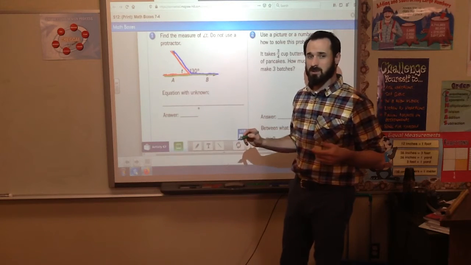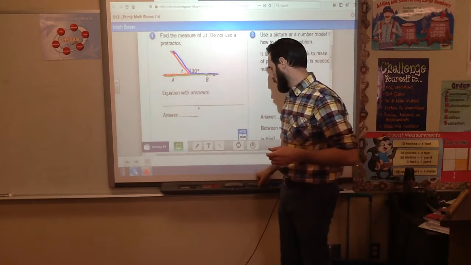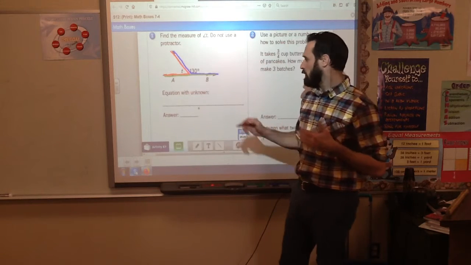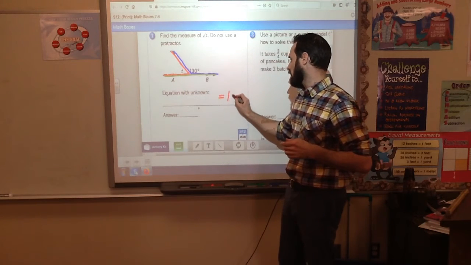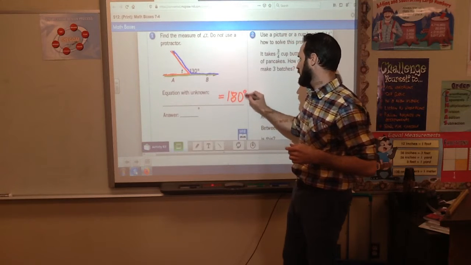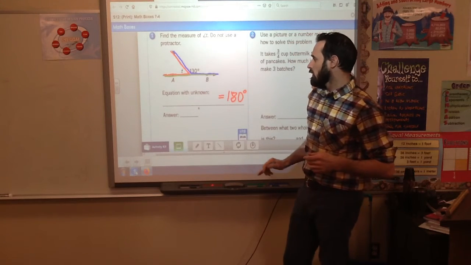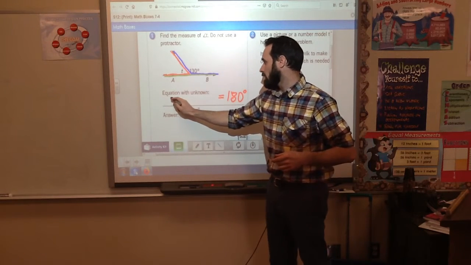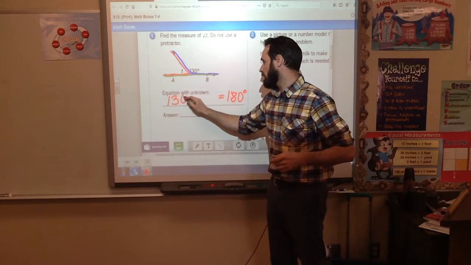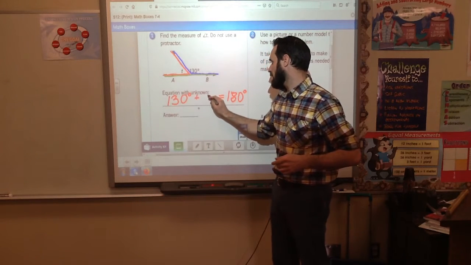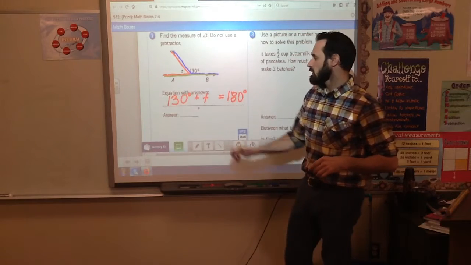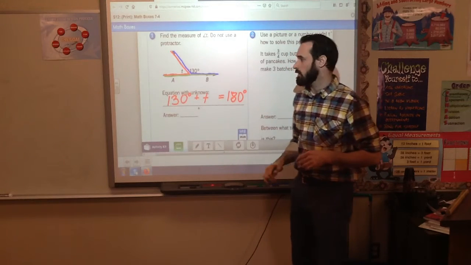There are a lot of different ways that you could write your number model with an unknown. But the way that I would have probably done it is, I know that a straight angle, both of those together equal 180 degrees. I know that one of the angles is 130 degrees, and then I'm adding the letter t to that. So 130 plus t equals 180.